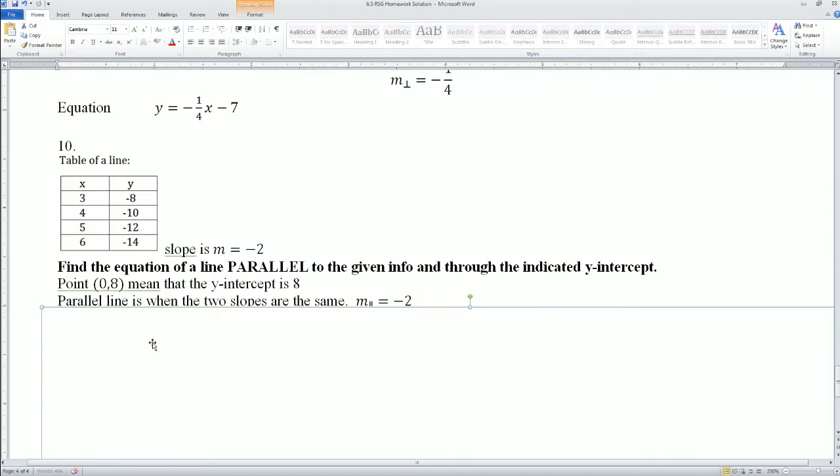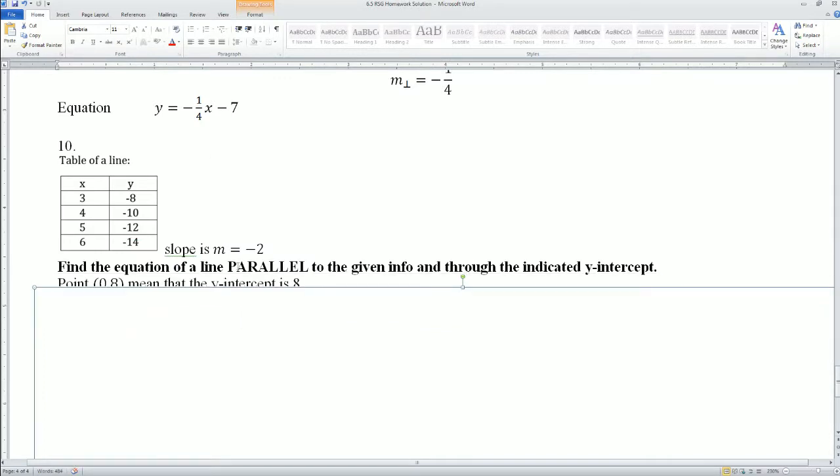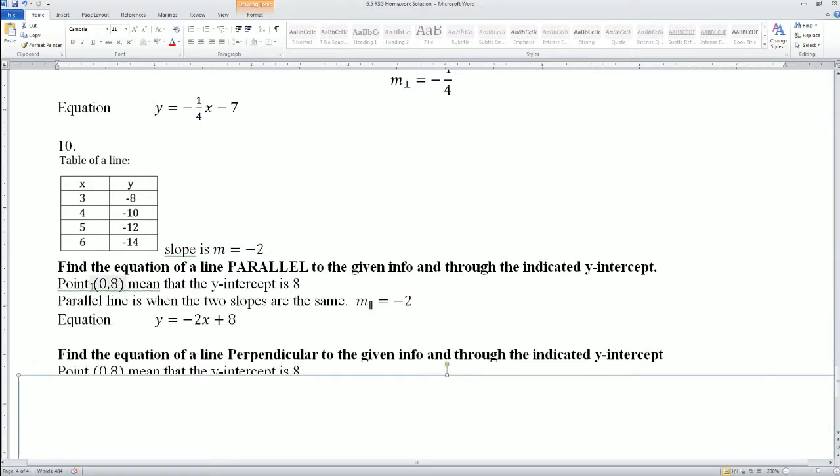Here we have the table. From the table we should compute the slope, which is negative 2. That's also called the rate of change. Again, here we have the point (0, 8), which means the y-intercept is 8. Slope here is negative 2. If it is parallel, the slopes are congruent, the same. So the equation is y equals negative 2x plus 8. Where do I get the y-intercept? From the point.